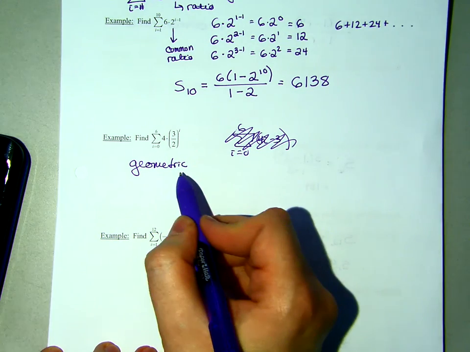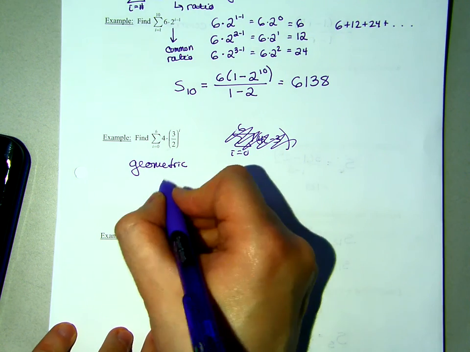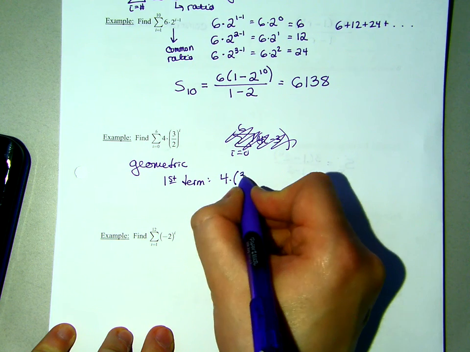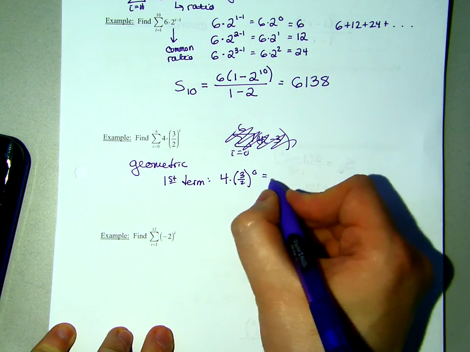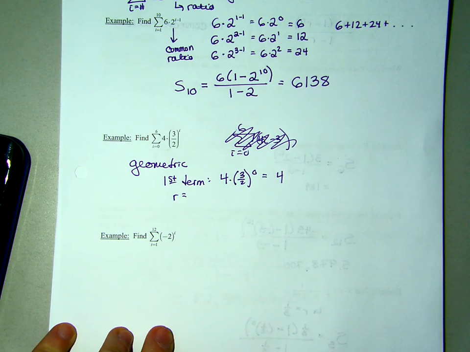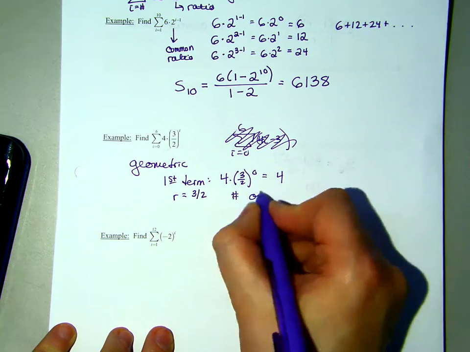Plug in that lowest limit, 0. Your first term is going to be 4 times 3 halves to the 0. 4 times 1, just 4. What's the ratio? 3 halves. The thing we raise to our power is always the ratio. And finally, the number of terms.